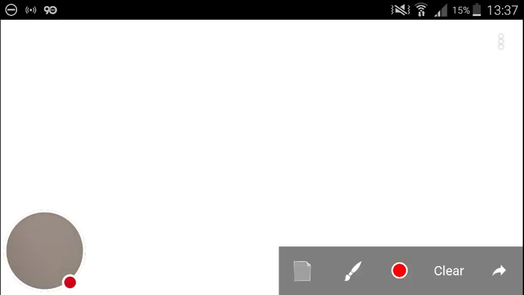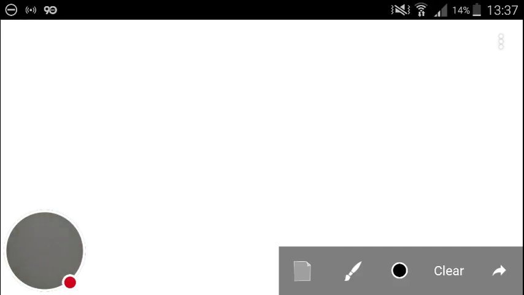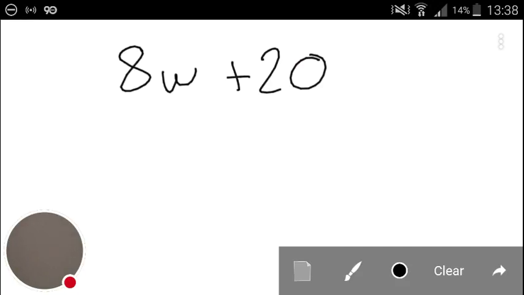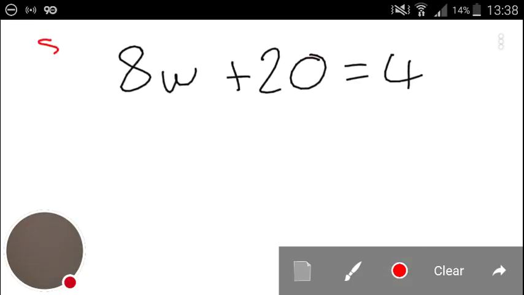Let's progress to a more difficult one. We'll progress quite quickly, and then we should have time to practice some more. So in this one, I'm going to go with 8w plus 20 equals 4. Now, when solving an equation, I essentially need to do BIDMAS backwards. So instead of BIDMAS, I would do SAMDIB.